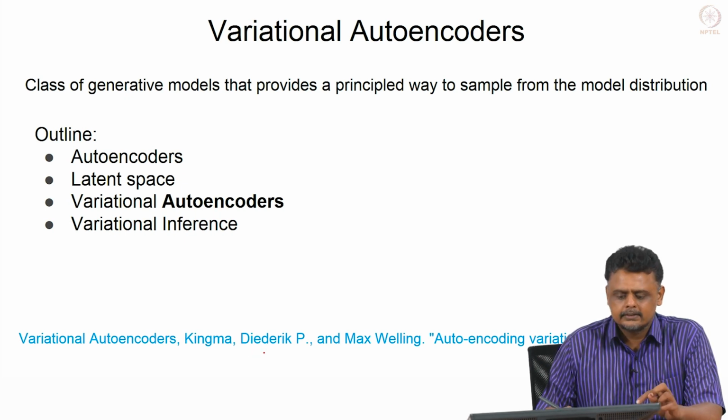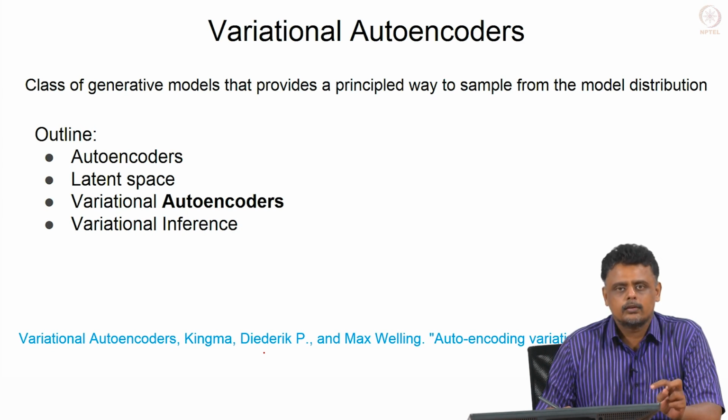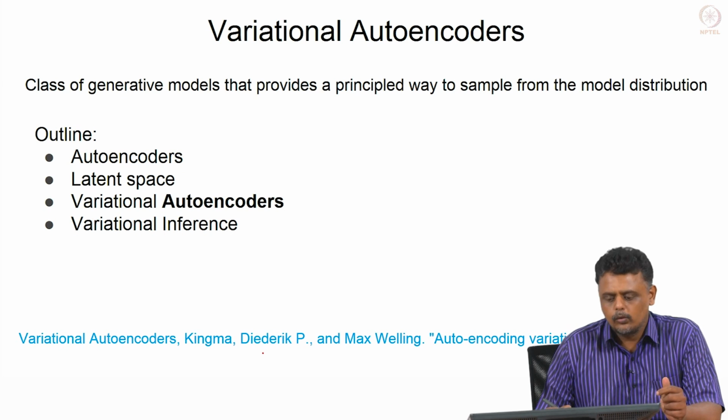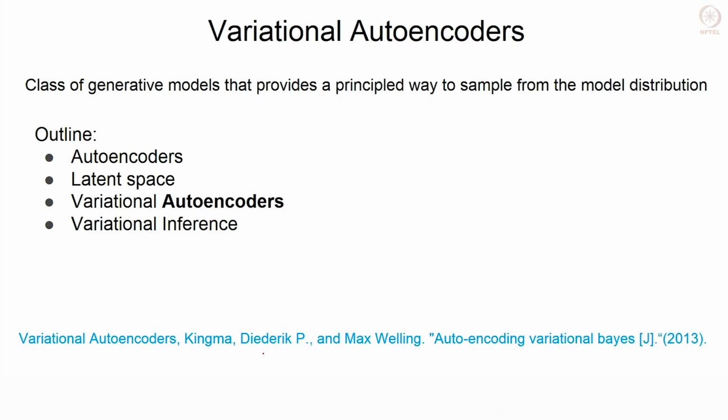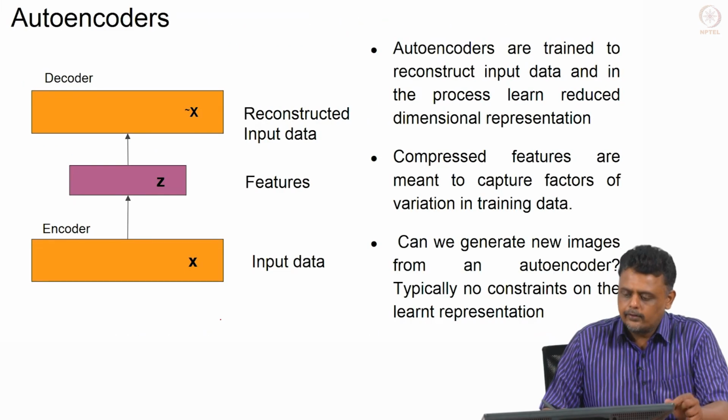So, we will start off with some introduction to autoencoders and what is meant by latent vectors or latent space, and then we will move on to variational autoencoders, and finally we will conclude with variational inference, which is a probabilistic interpretation of VAEs. In this video we will primarily focus on how variational autoencoders are used in a deep learning context. So, we look at autoencoders.